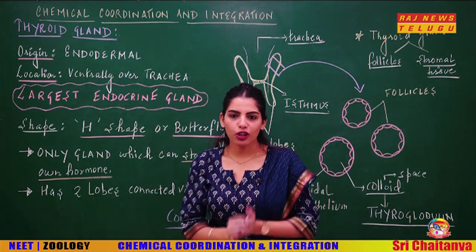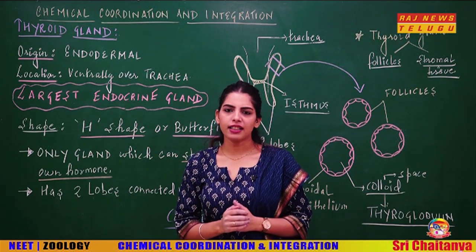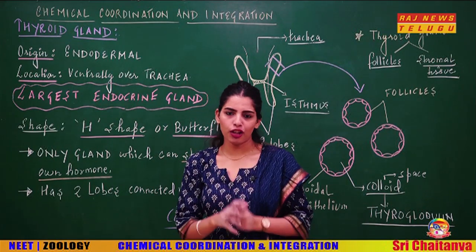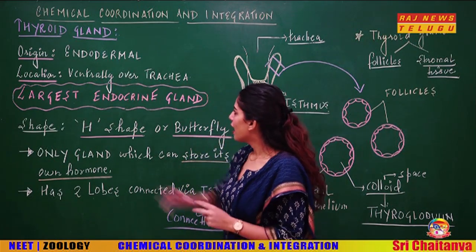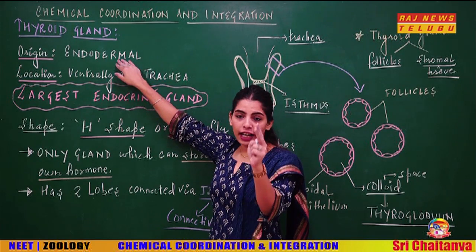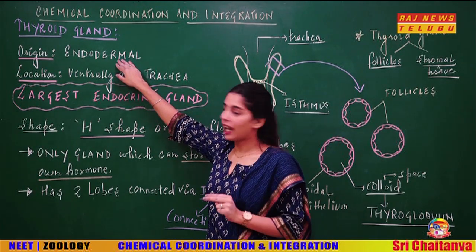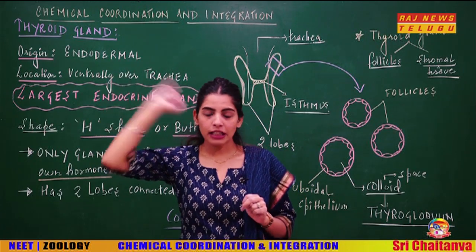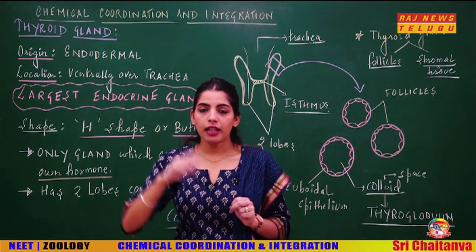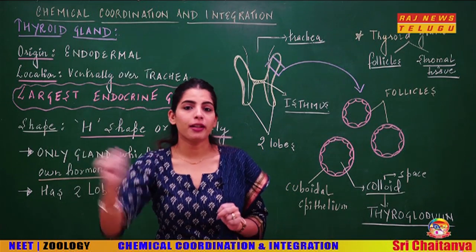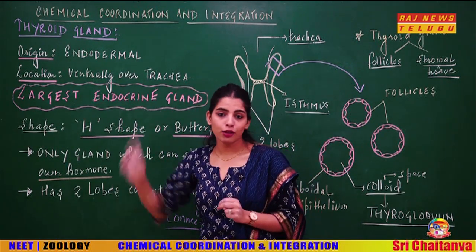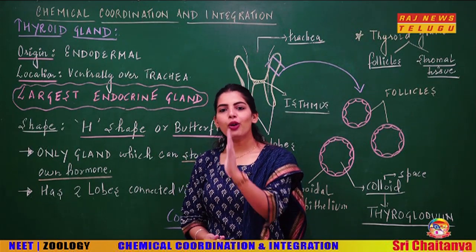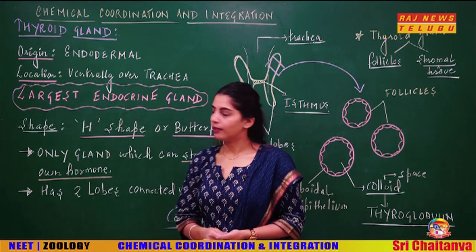Let us first look at some of the important characteristics related to the structure, location and origin of the thyroid gland. When I talk about the origin, the thyroid gland is endodermal. The hypothalamus is ectodermal, the pituitary is ectodermal, the pineal is ectodermal. But this gland has originated from the endodermal layer, so it's endodermal in origin.